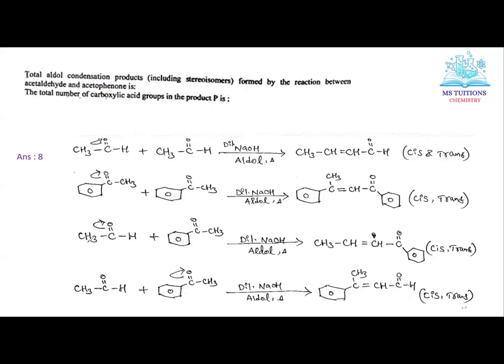Now one molecule of acetaldehyde and one molecule of acetophenone, we applied aldol, so we get this compound; cis and trans are possible for this compound also. Now, same as above, acetaldehyde and acetophenone, but the difference between these two reactions is that in the third equation we used the acetaldehyde carbonyl group, but in the fourth equation we use the acetophenone carbonyl group. That is the difference. So a total of 4 products are formed here. Every product can show geometrical isomerism, cis and trans, so 4 into 2, 8 isomers will be formed. So the answer is 8.